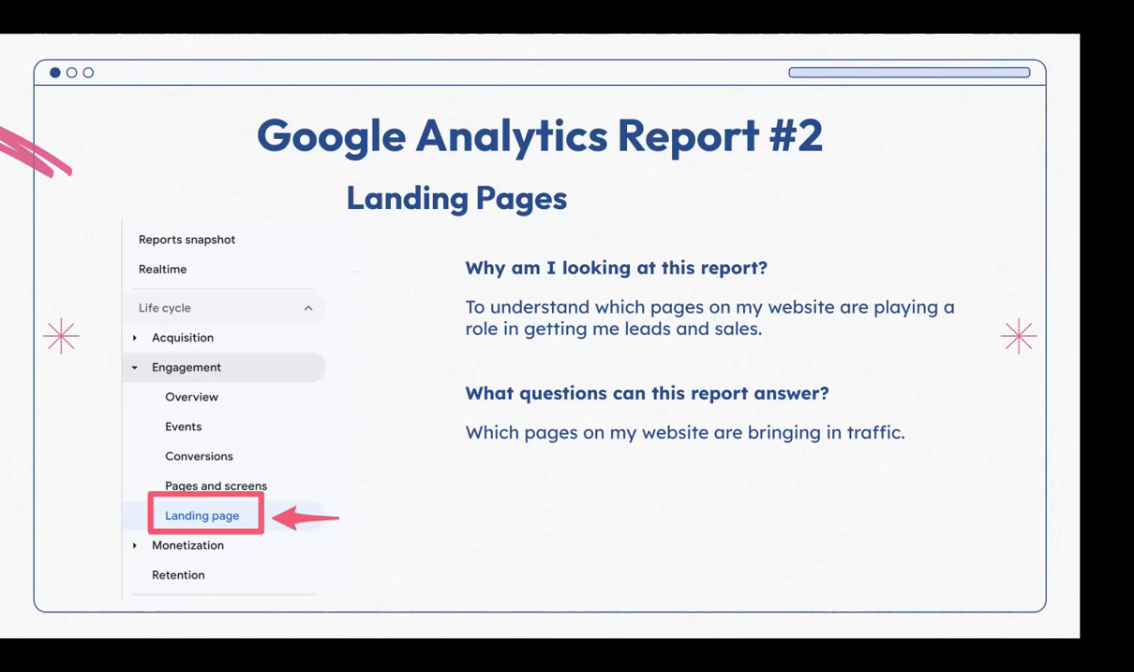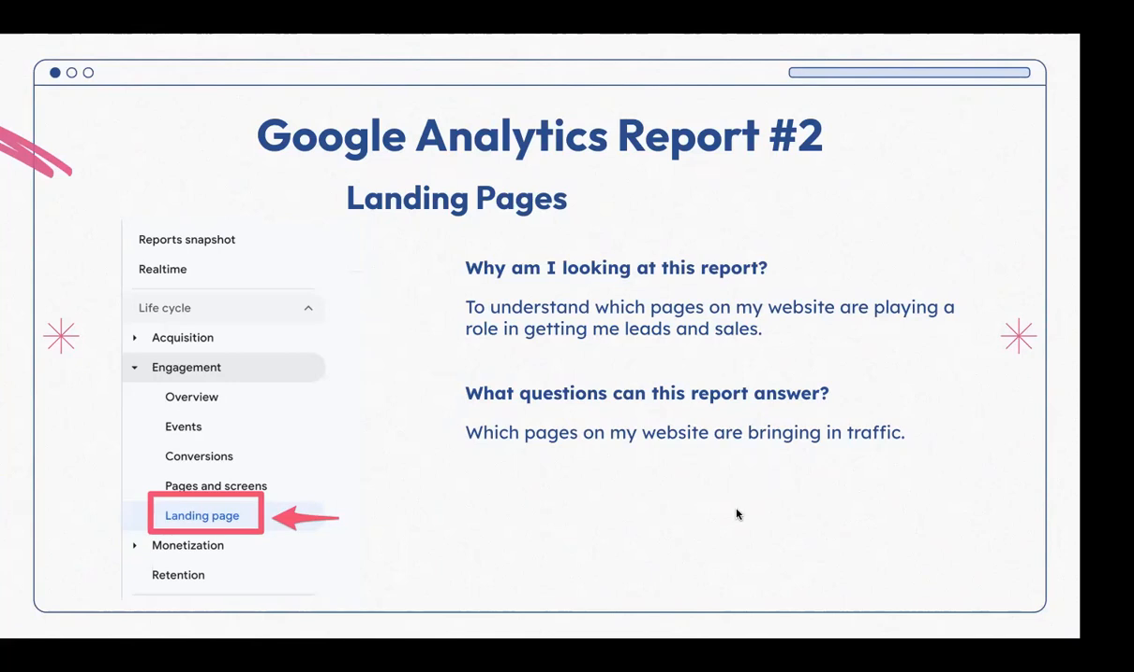So why are we looking at this report? We're understanding the pages on my site that are playing a role in getting me leads and sales. Because it's that first visit, that means that page is sticky, right? It either has SEO keywords or it's getting traffic from some other place, right? And so I'm sending traffic intentionally to that page, which is a strategy, and something I want to be aware of. And so this report can answer the question of which pages on my site are bringing traffic, and effectively bringing traffic.